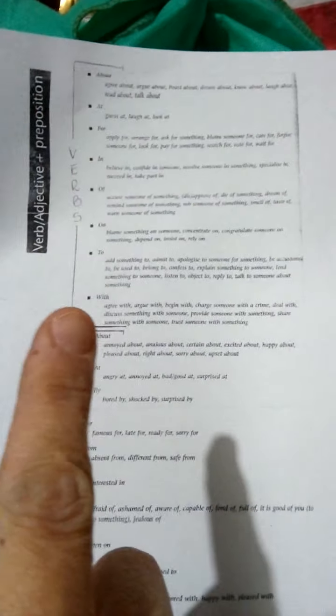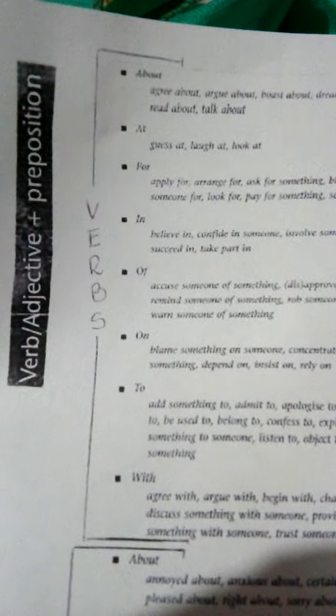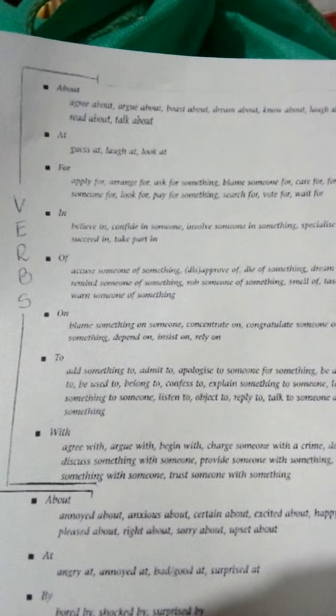So let's take a look at the notes I sent you today. Look here, the page you're supposed to look at today. You see that it reads verb, adjective, plus prep. As you can see in my booklet, I separated very clearly the verbs, because you have first the prep: about, at, for, in, of, on, to, with, and then the verbs that commonly occur with those prepositions. Do you see that?